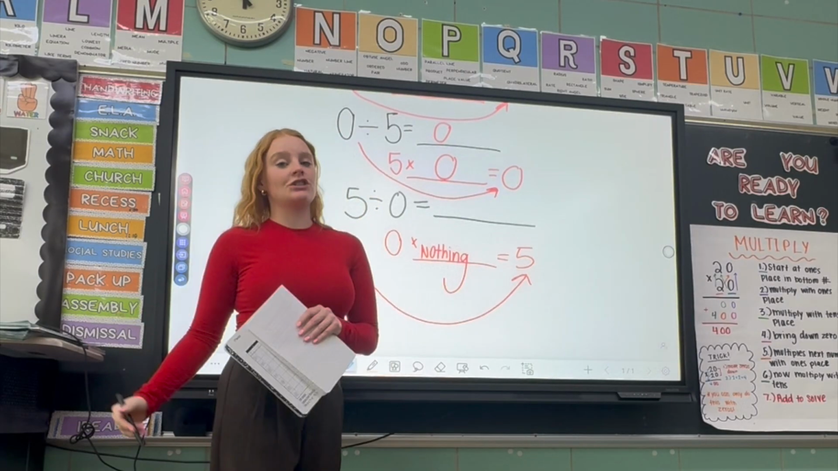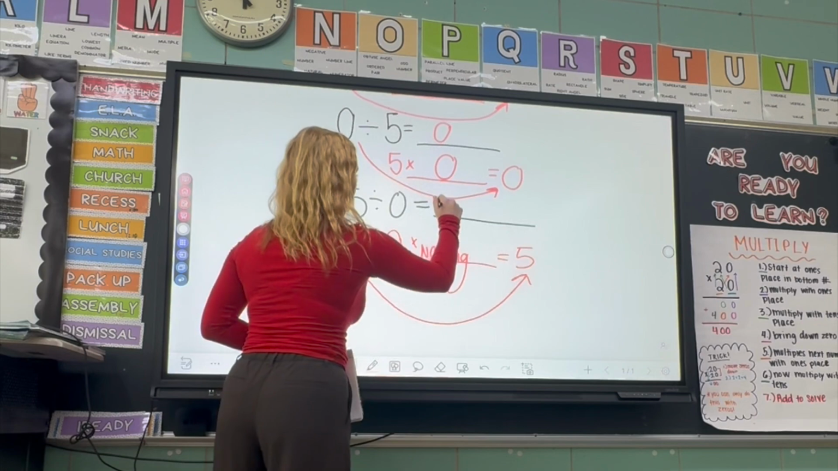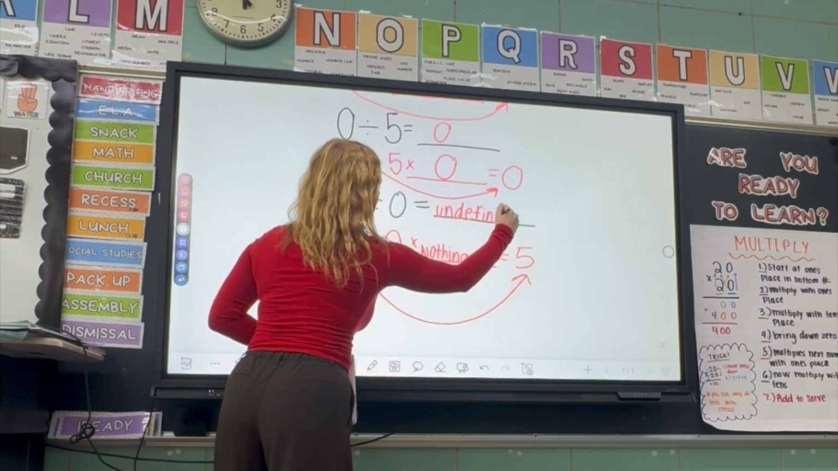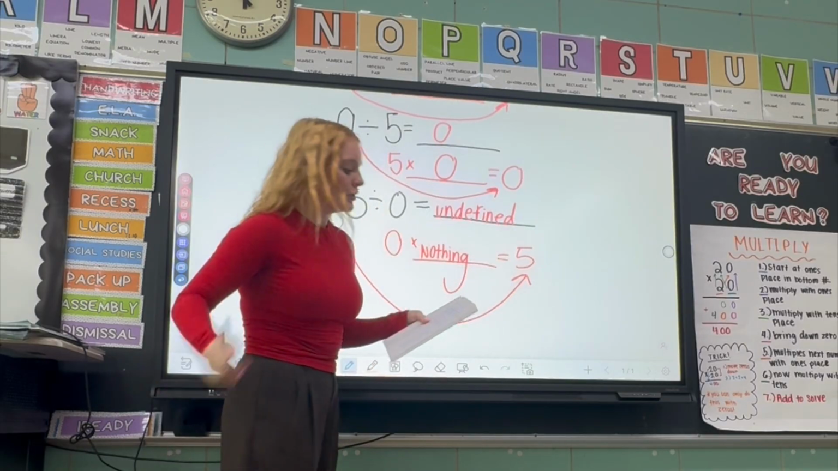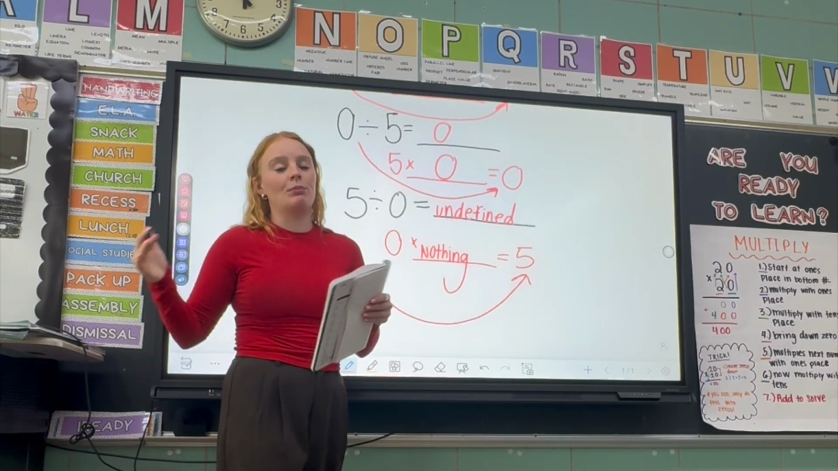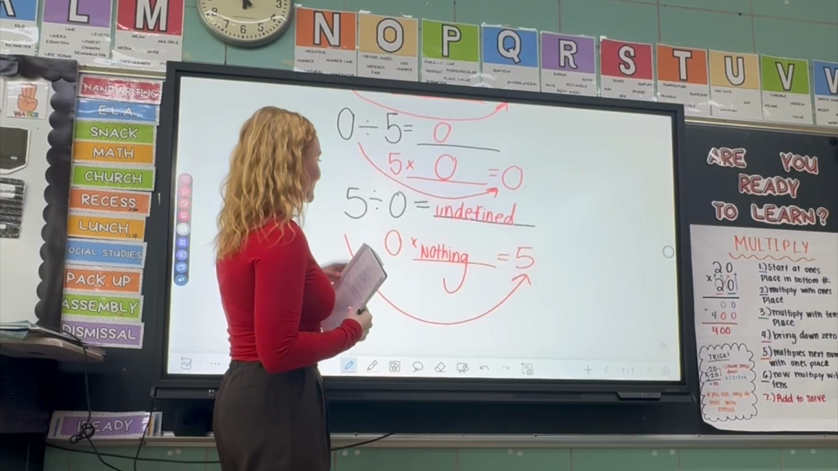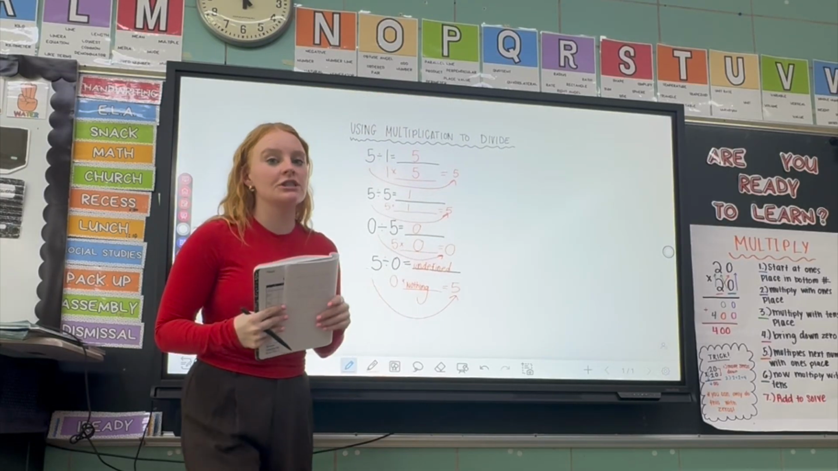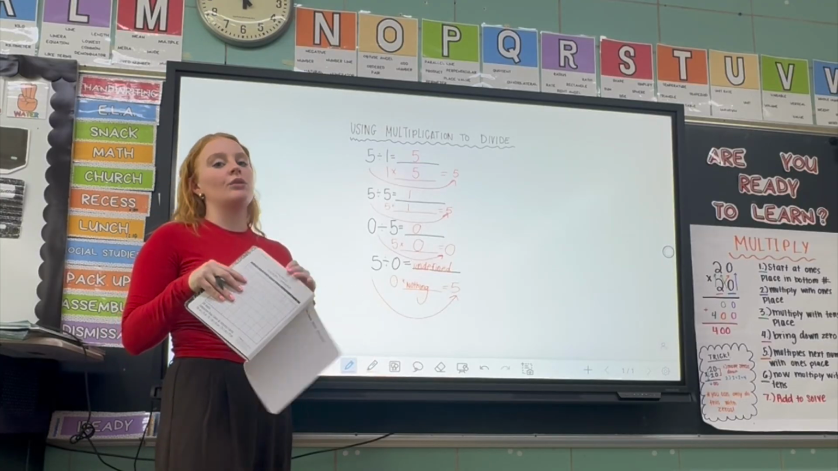As we end up mastering this, we're going to call it undefined. And we know this because of the 0 property of multiplication. So take a look at that. I know this seems new and scary. We're going to work super hard. We're going to master it.